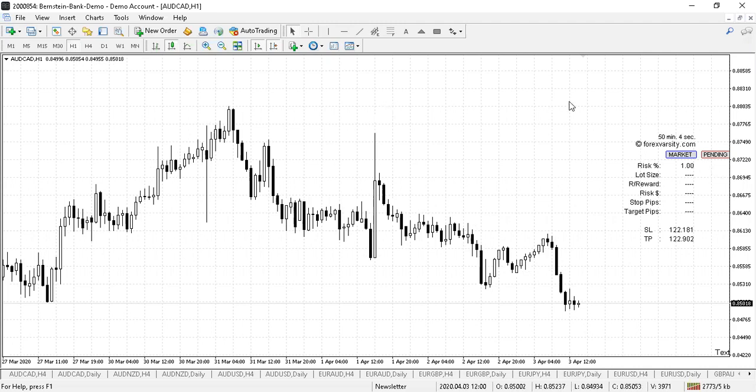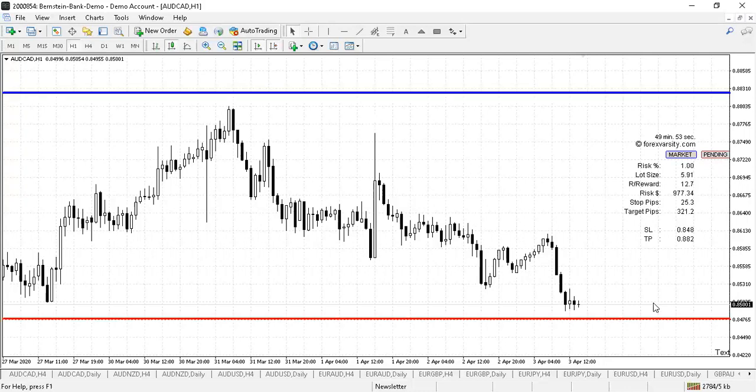If you're using our Forex Varsity tool here, then basically what you would do is click on the button that says market, and you'll notice that up comes a red line and a blue line. Even if you're placing the trade manually, I always like to have these up here anyway. It gives you a very nice visual as to where your stop loss and your take profit is.